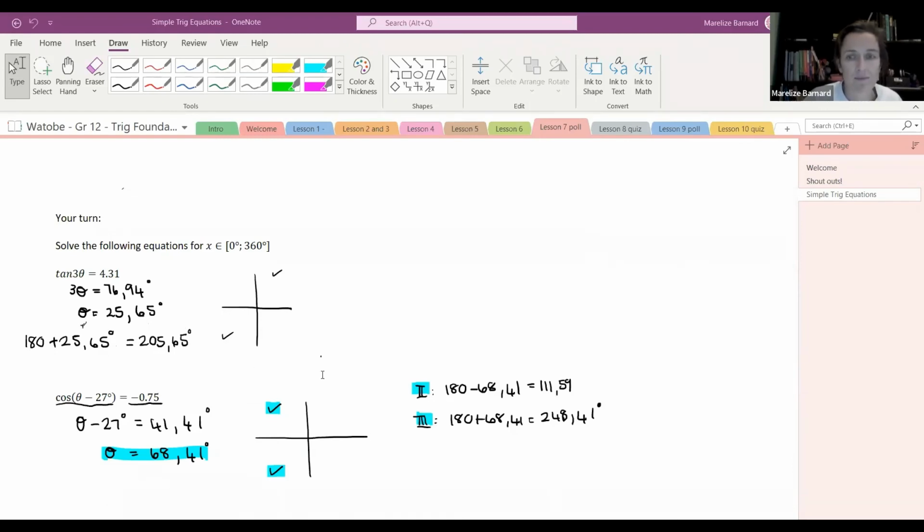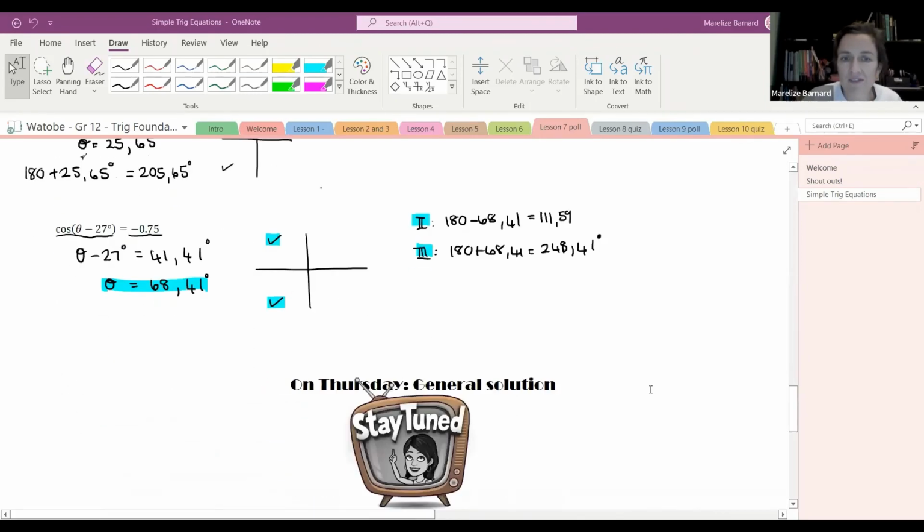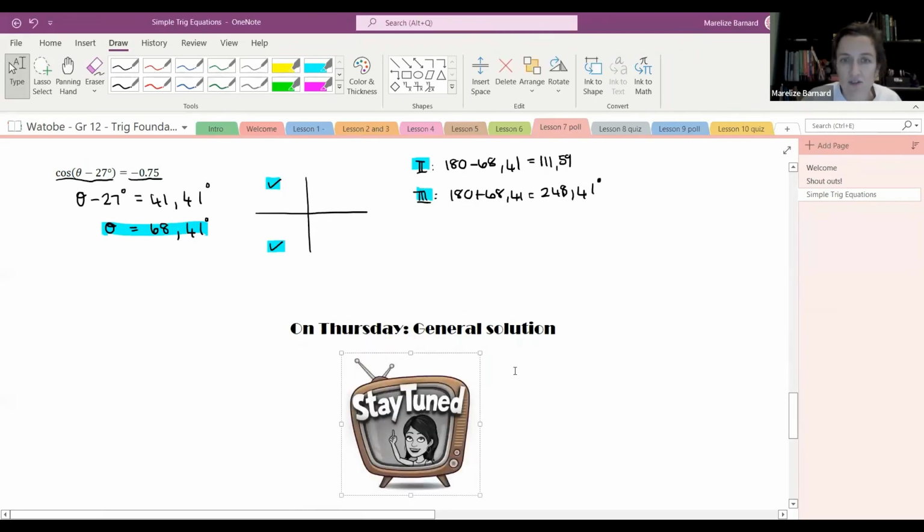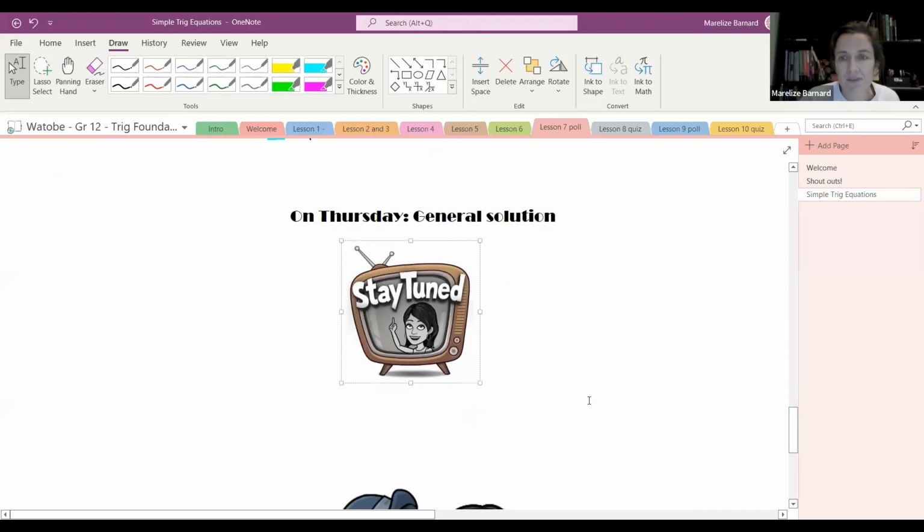Okay. Right, we are almost out of time. So on Thursday, stay tuned. We're going to do general solution. This is our warm-up lesson towards general solution. Some of you asked about this, and we will definitely do that on Thursday along with our quiz.